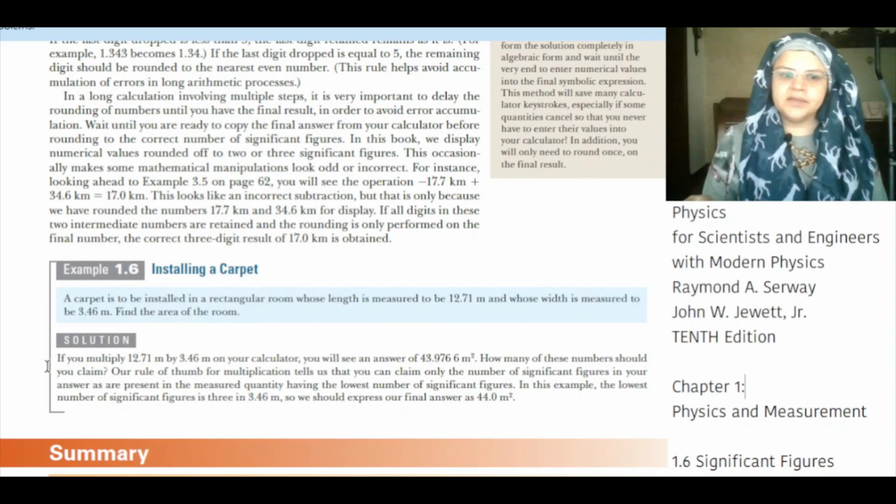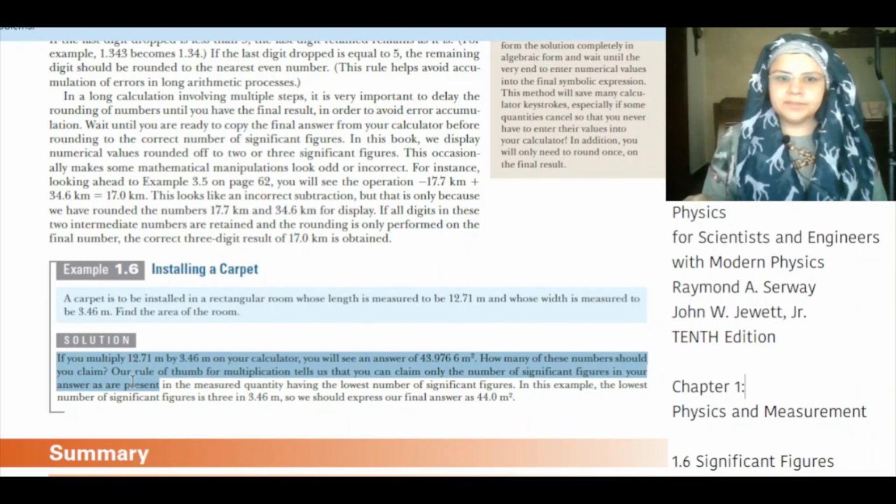If you multiply 12.71 meters by 3.46 meters on your calculator, you will see an answer of 43.9766 meters squared. How many of these numbers should you claim? Our rule of thumb for multiplication tells us that you can claim only as many significant figures in your answer as are present in the measured quantity having the lowest number of significant figures. In this example, the lowest number of significant figures is 3 in 3.46 meters, so we should express our final answer as 44.0 meters squared.